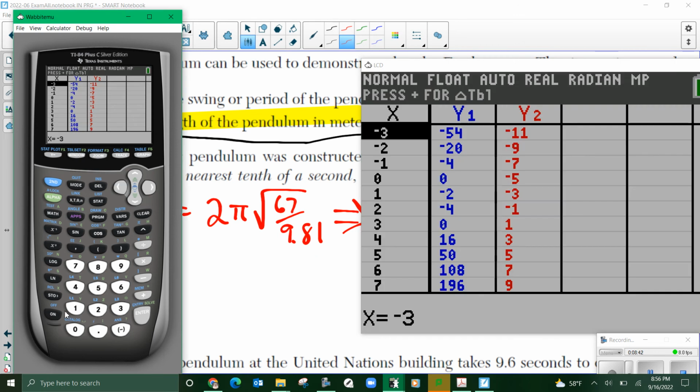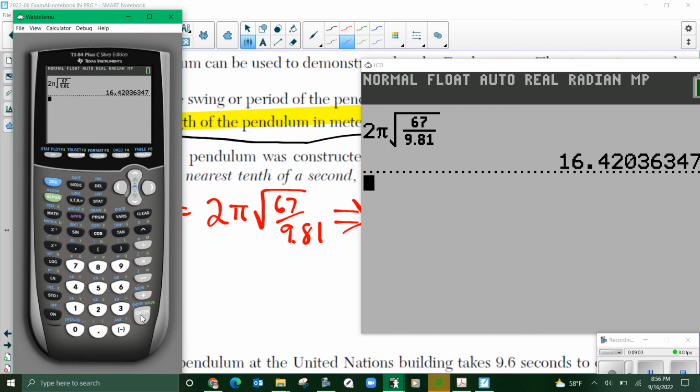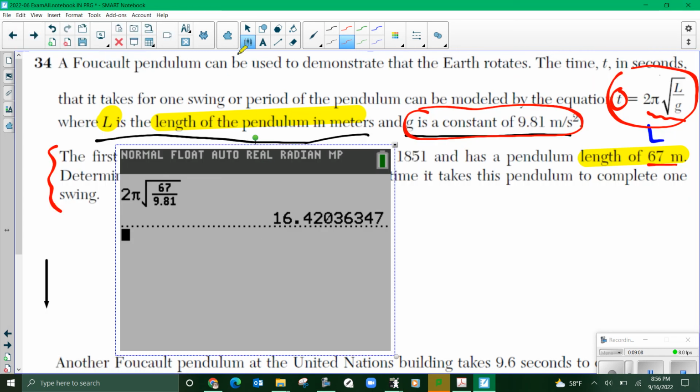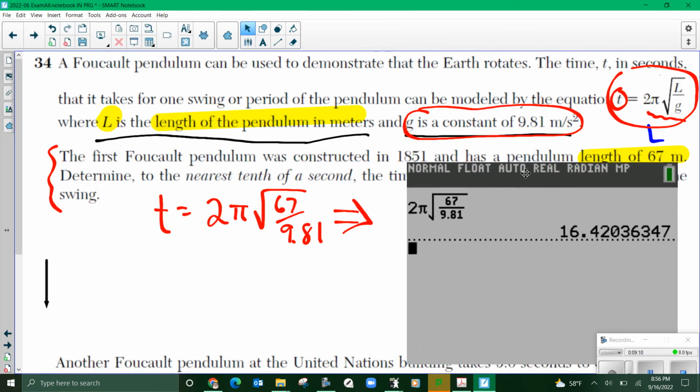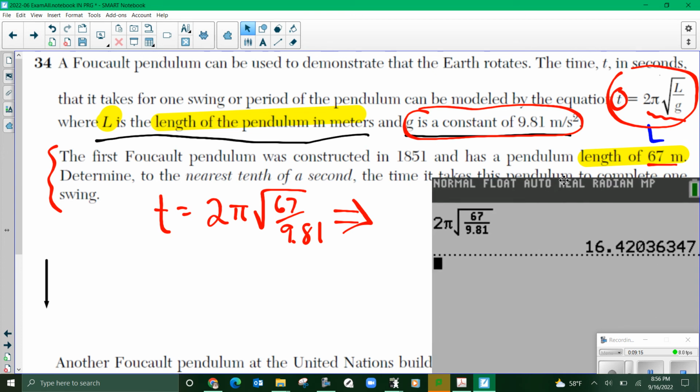And I'm going to put it in just like we've had it right here. 2, I'm going to use pi, I'm not going to use 3.14, because I have a pi button. And the square root of a fraction, 67 over 9.81. Okay, 16.402, or excuse me, 16.420367, whatever.